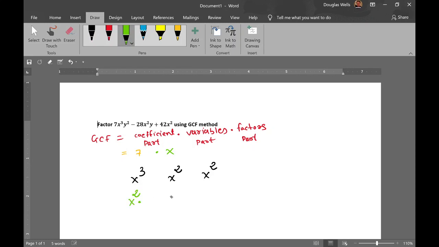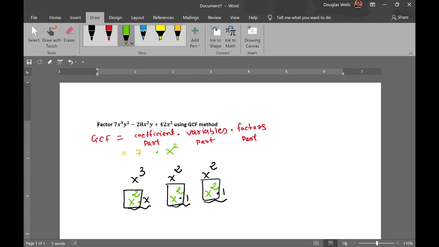Why? Because as you notice, x to the square, x to the square, x to the square is there in all three terms. When we multiply x to the square times x, that gives us x cubed. X squared times 1 gives us x squared, and x squared times 1 gives us x squared again. So my GCF for the variable part is x squared. So we're going to write here x squared.